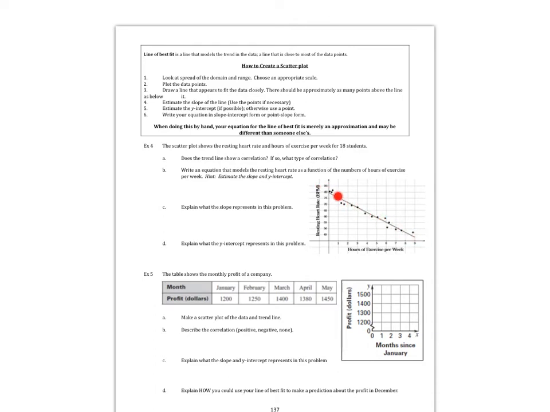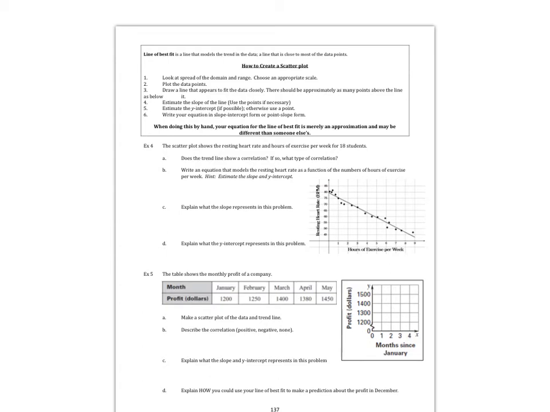Sometimes it's known as a trend line. Later on in this chapter, we're going to learn it's called a regression line. But the idea is it's supposed to split the data in half. So half the data is above the line, half of the data is below the line. Using that line, we can then estimate the y-intercept, estimate the slope, and use that line to make predictions. So the data helps us make predictions about what might happen in this situation here.